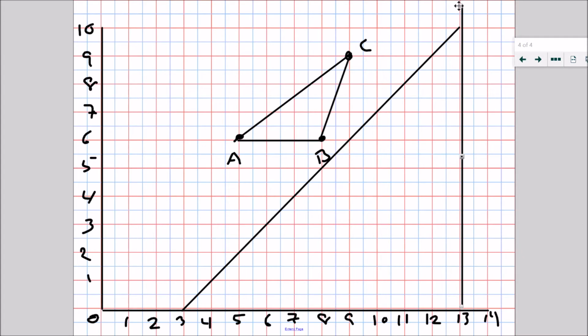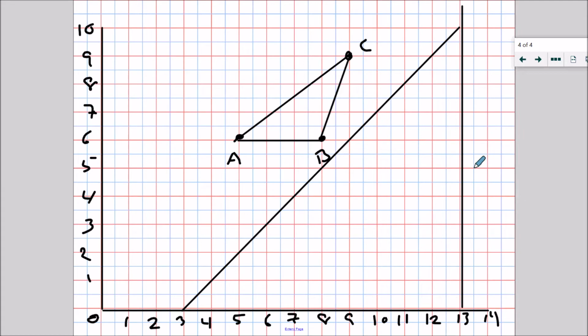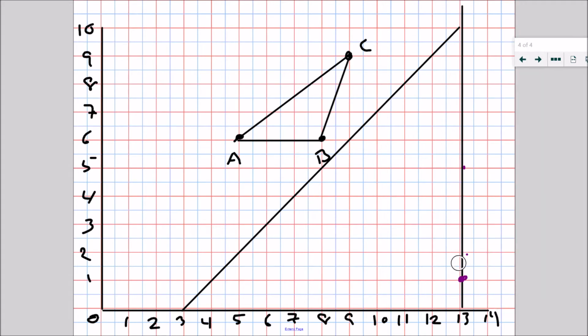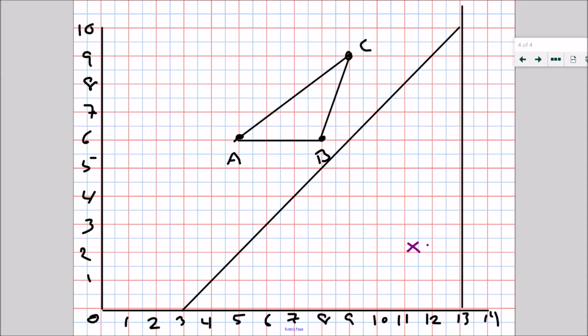If I have a vertical line that goes through here, then when x is 13, y is 1. When x is 13, y is 2. Here, x is 13, y is 3. X is 13, y is 4. X is 13, y is 5. X is 13, y is 6. All the way to x is 13, y is infinity. So I can just name this line based on the fact that the x never changes. And in fact, that's what I do. I would name this line x equals 13. Easy.